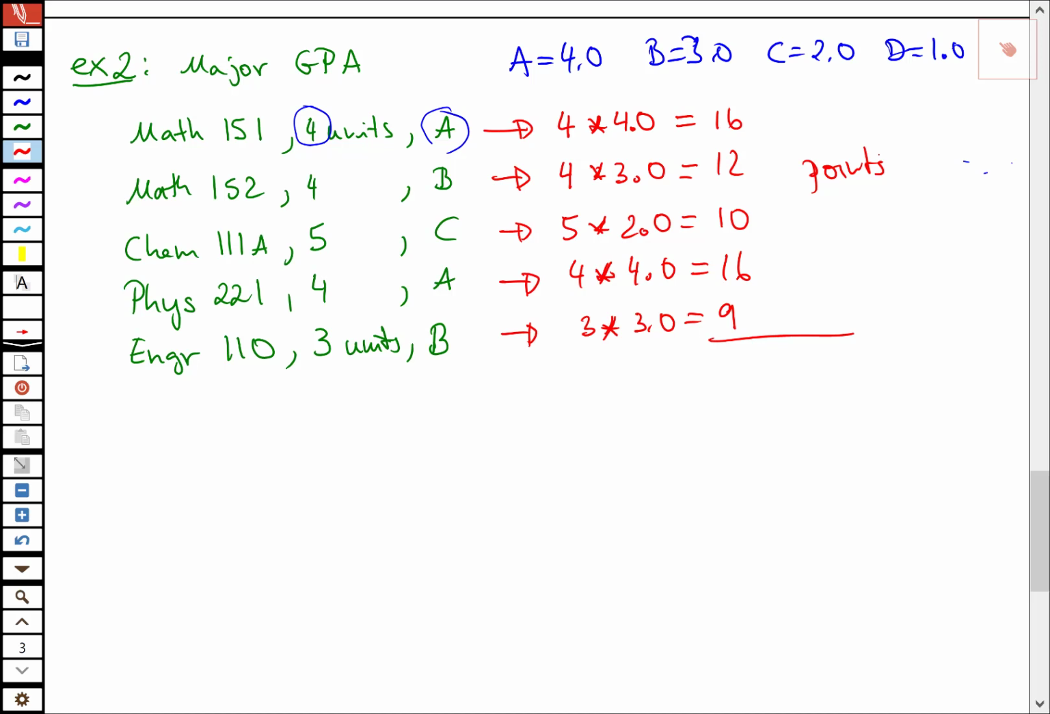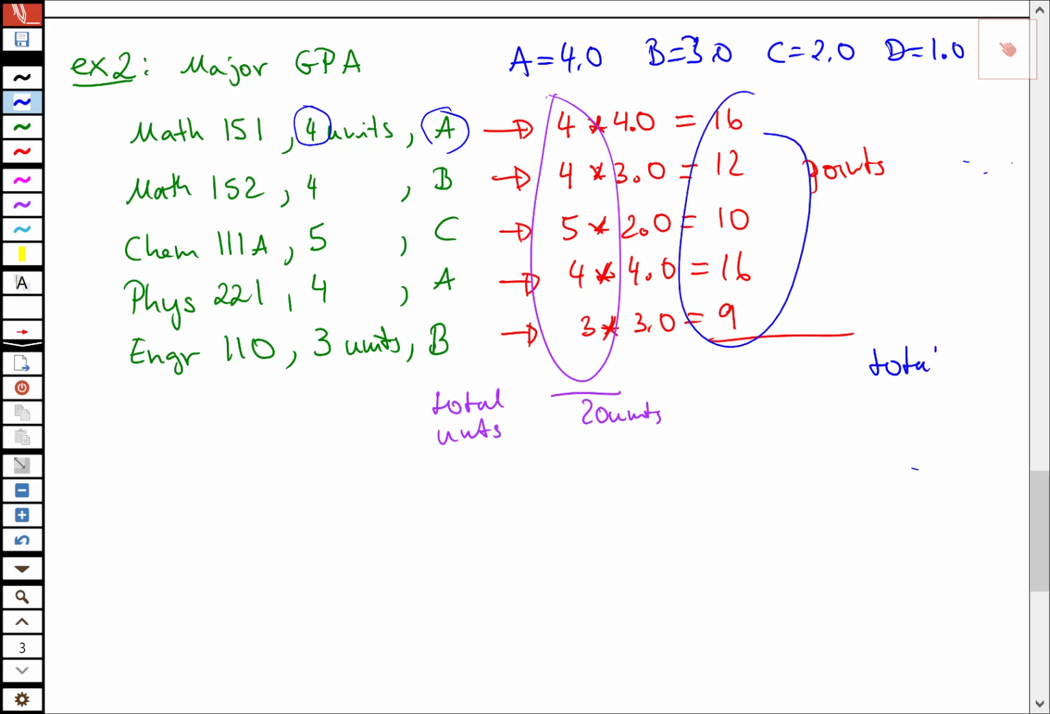Then what you have to calculate is the total number of units. Total number of units, and you just add them up. So if I add that up, I get 20 units. And then you're going to calculate the total points. So if I add that up, I get 63.